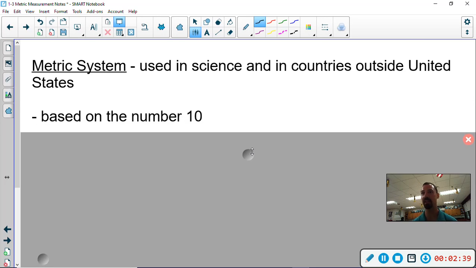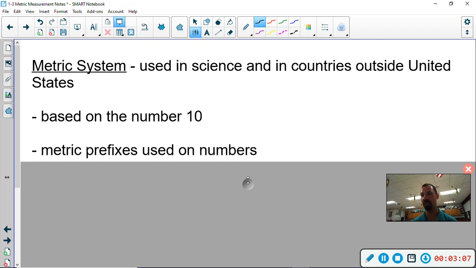Based on the unit 10, number 10, that's why the metric system is a lot easier to deal with. We're going to see when we do metric conversions how much easier it is to go between them than it is in the English system. Inches to feet, you guys know, there's 12 inches in a foot. So you have to remember those conversions or type them in the computer to figure them out. Whereas with the metric system, you don't need to.